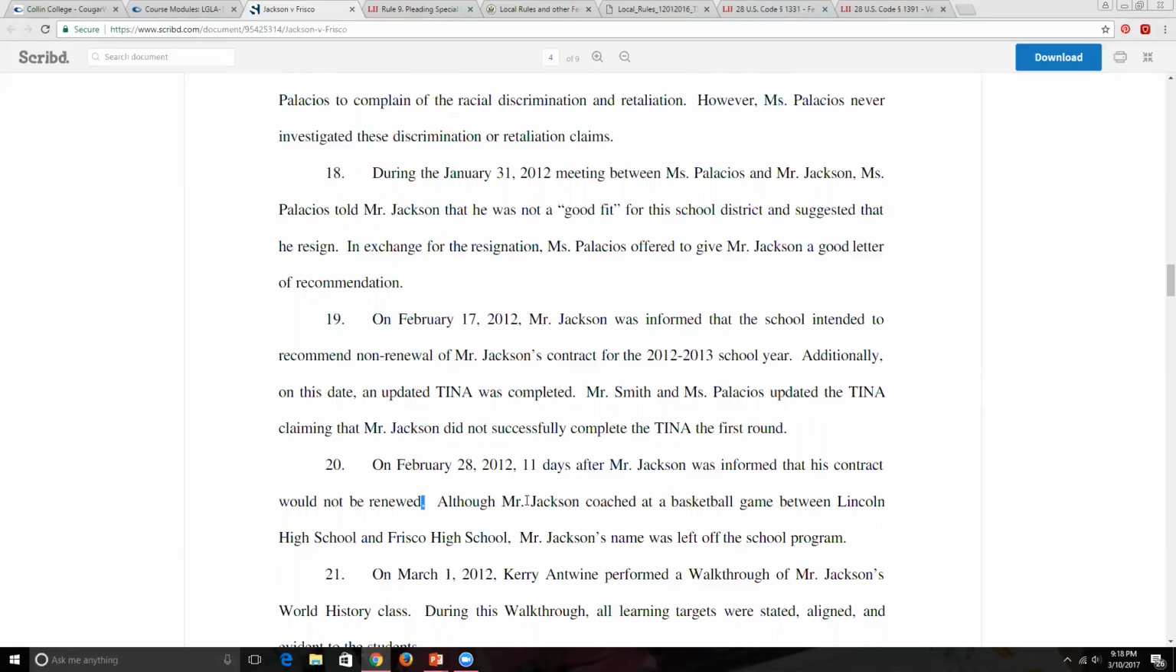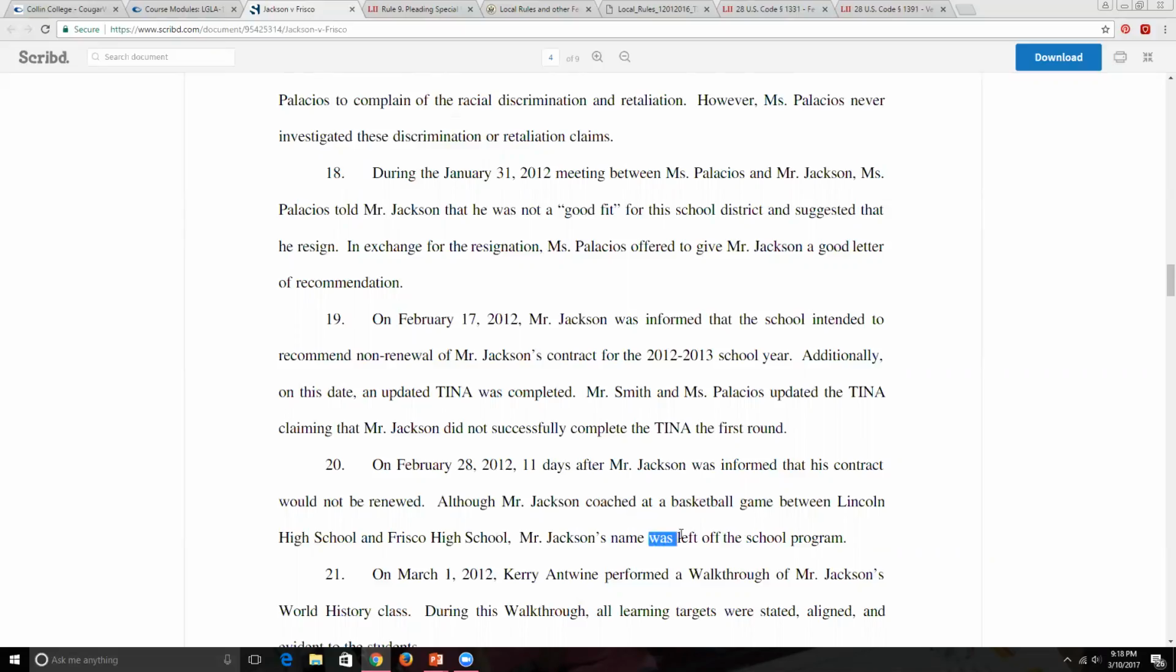This oversight occurred despite the fact that Mr. Jackson coached at a basketball game between Lincoln High School and Frisco High School. This is a little bit unclear to me exactly what happened because of the grammar problems. This needs to be worked on. And because it's not clear what happened, obviously it's not very effective.